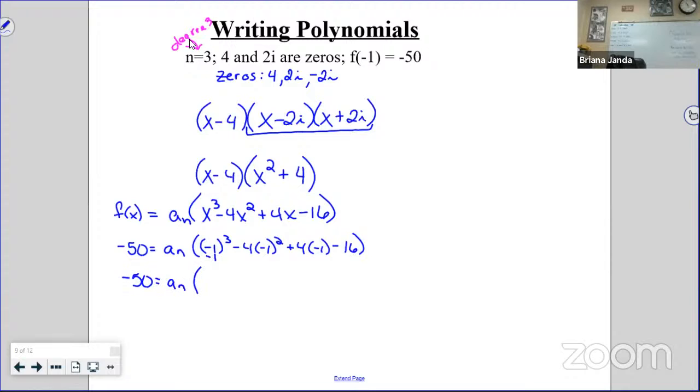All right, so this would be -1, -4, -4, -16 for a grand total of -25. And a sub n I see equals 2. So writing out my answer.